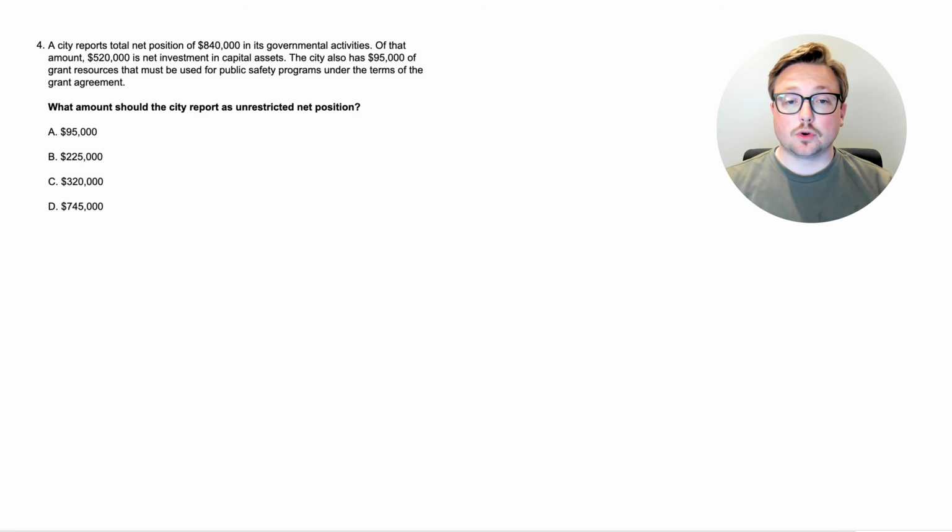A city reports total net position of $840,000 in its governmental activities. Of that amount, $520,000 is net investment in capital assets. The city also has $95,000 of grant resources that must be used for public safety programs under the terms of the grant agreement. So what amount should be reported as unrestricted net position?